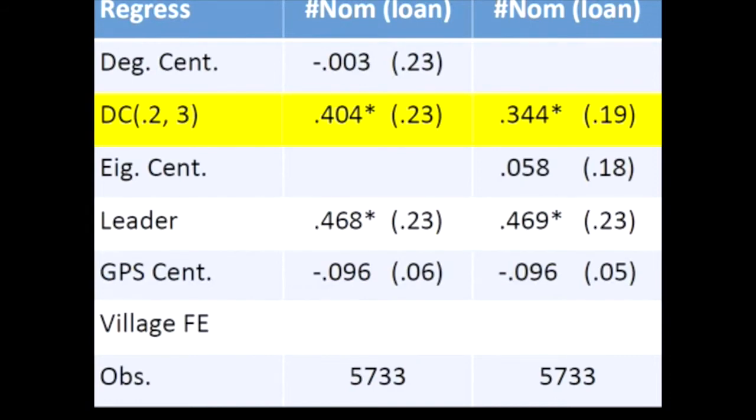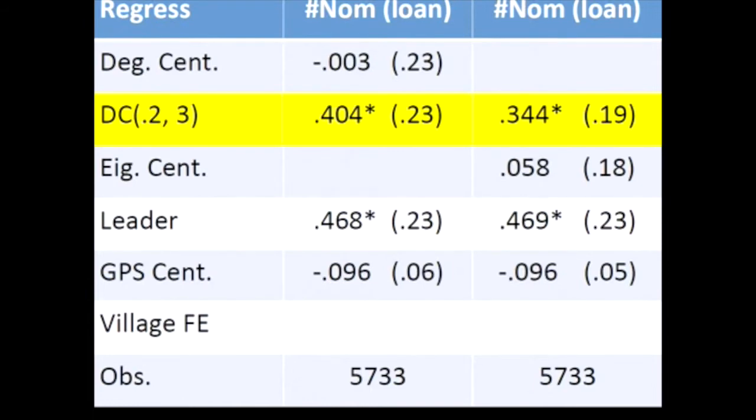Whether or not they're actually a leader by the original definition of self-help group leaders, teachers, shopkeepers, that's also predictive of whether you're nominated. So people do tend to nominate individuals who have a high diffusion centrality. Also, people who have status is also a reasonable predictor.